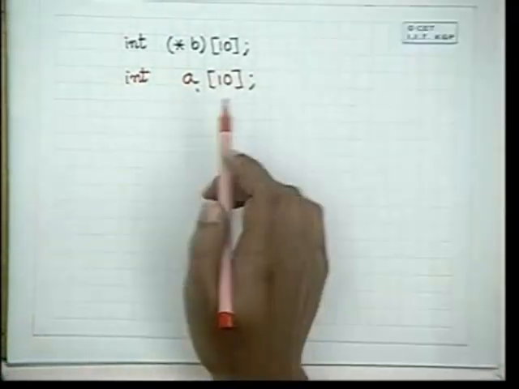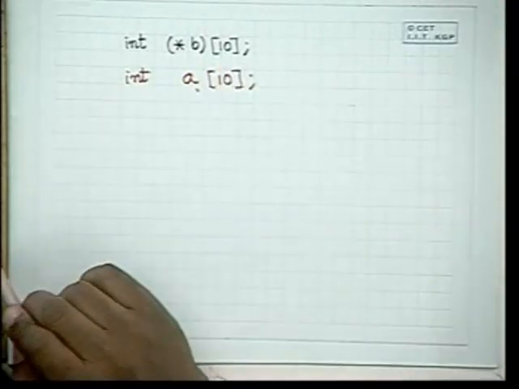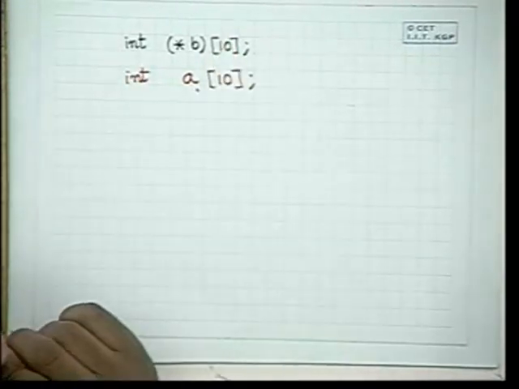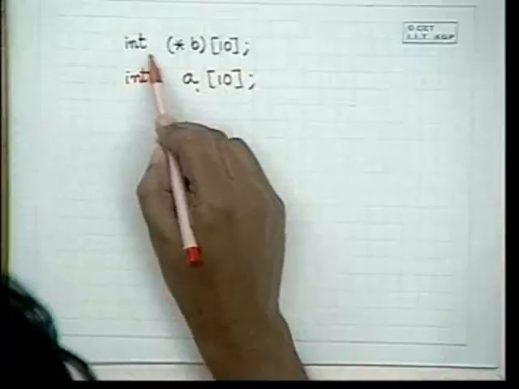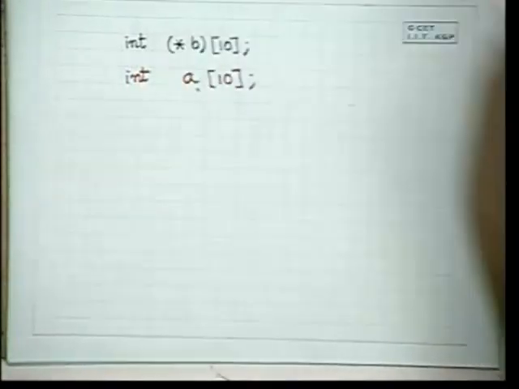On the other hand, each of them is a block, 5 arrays of 10 elements. So if you do B plus 1, you will jump 10 integers. If you do B plus 2, you will jump 10 integers. So using this also you can define a two-dimensional array, as we shall see now.